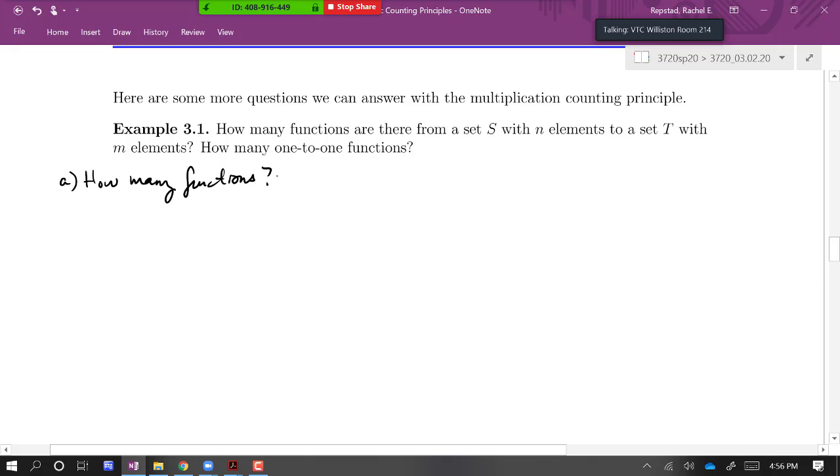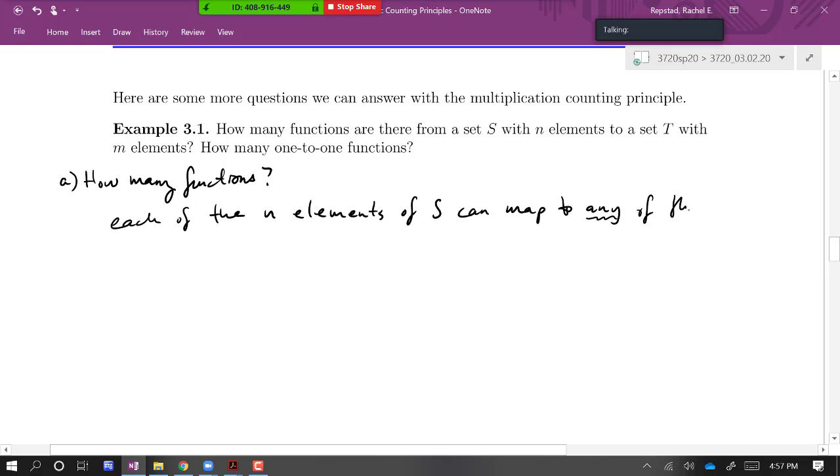So we're working with finite sets now, right? So we're not thinking about functions that map reals to reals. We've got a set S with just n elements, and we just want to map them into the set T with m elements. So each of the n elements of S can map to any of the m elements of T. So I'm making a little space here for each of my elements of S. So I'll call this element S1, S2, S3, and all the way up to Sn, right? So each element of S is listed there.